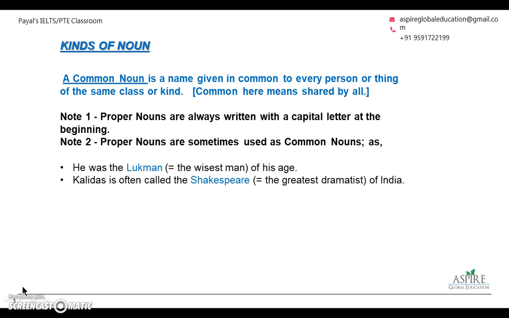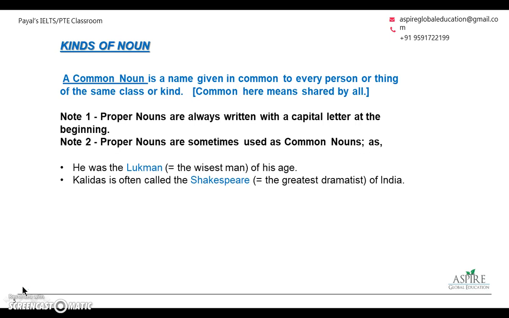Now, proper nouns are sometimes used as common nouns. For example, he was the Lukman of his age. Now, in these cases, basically, we are trying to compare the characteristics of a person with the characteristics of a person who is well recognized. So, in this sentence, maybe he is as wise as Lukman, because Lukman was known as one of the wisest men. So, therefore, he has wisdom which is as much as Lukman's wisdom.